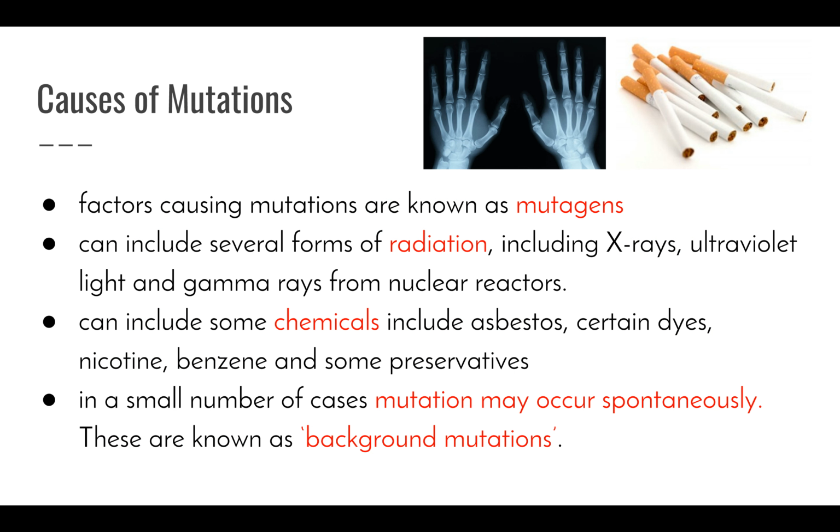There are a number of factors that can cause mutations, and these are known as mutagens. These can include several forms of radiation, including X-rays, ultraviolet light, and gamma rays from nuclear reactors. Some chemicals also act as mutagens. Examples can include asbestos, certain dyes, nicotine and benzene, which we know are found in cigarettes, and some preservatives which are found in food.